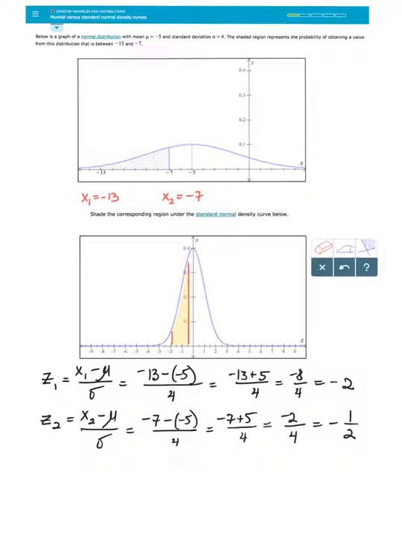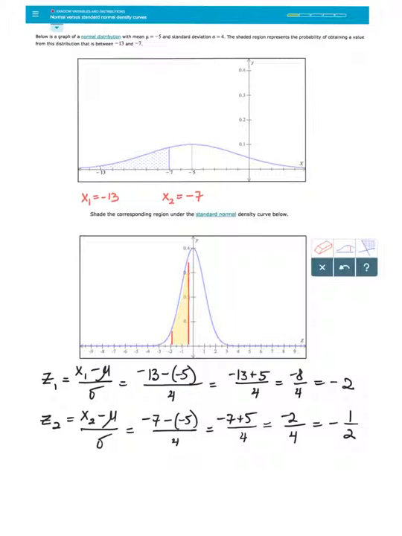So z-score for the first raw score of -13 will be -13 minus mean of -5 and dividing by standard deviation of 4. That gives me eventually -2 after simplification. And second z-score is -7 minus -5 divided by 4, which gives me eventually -1/2.